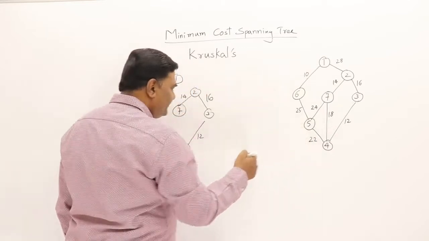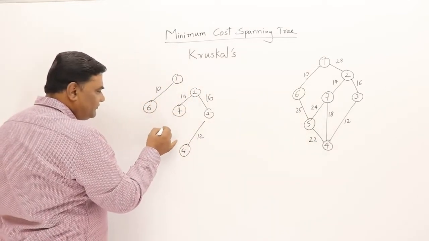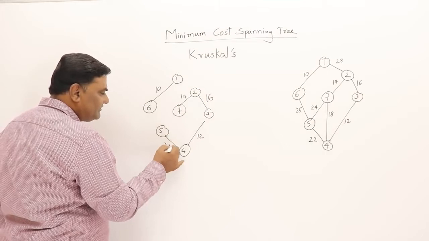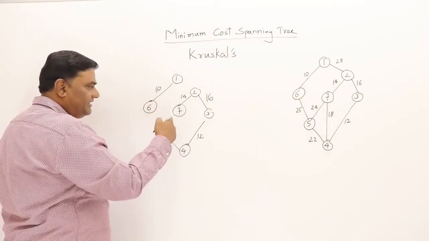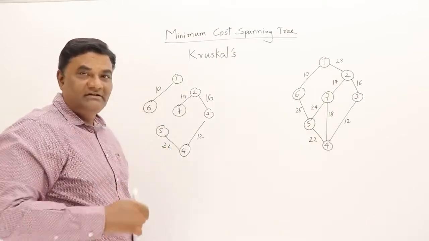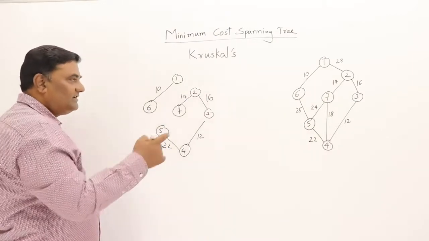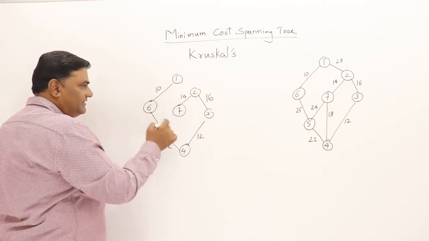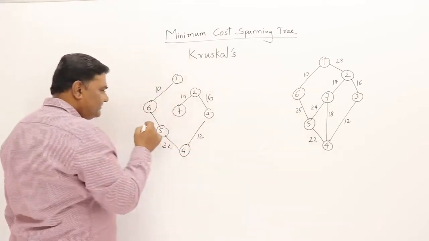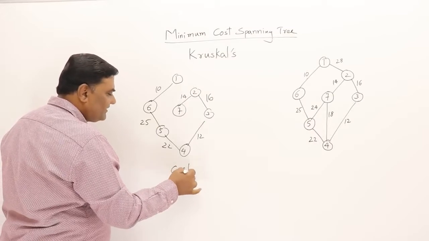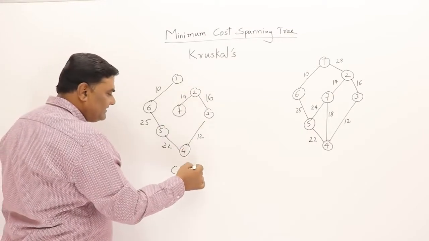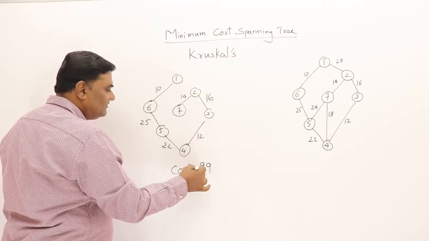So the next one is 22. This is from 5 to 4 or 4 to 5. Next minimum is 24. That is 7 and 5. If I include this also, it will form a cycle. Don't include that one. Then the next minimum one is 25. That is from 5 to 6. So this is 25. And the cost of this one, if you add all these weights, is 99.